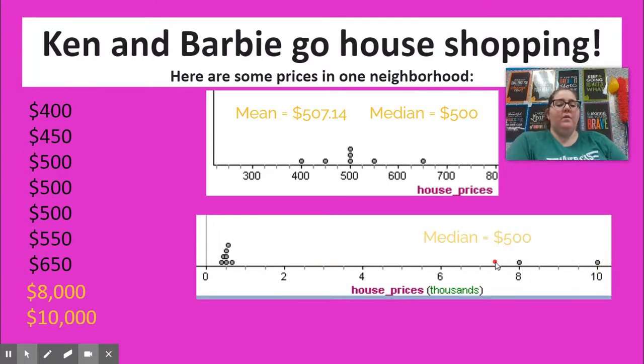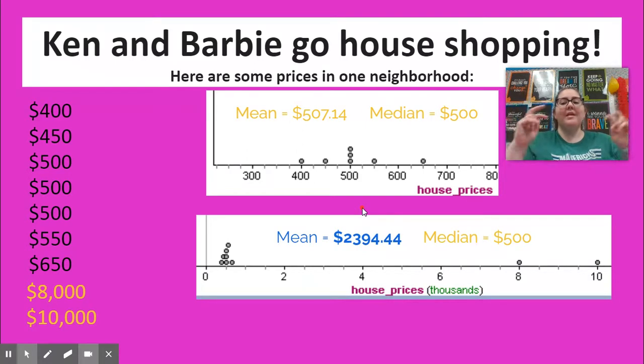My new median is $500. So my median is still $500, but my new mean is now $2,394. So when you're finding out for this neighborhood what the typical or average price is, if I list this value, no one who has a smaller budget is going to go to that neighborhood. This is ridiculous. This is a high price.